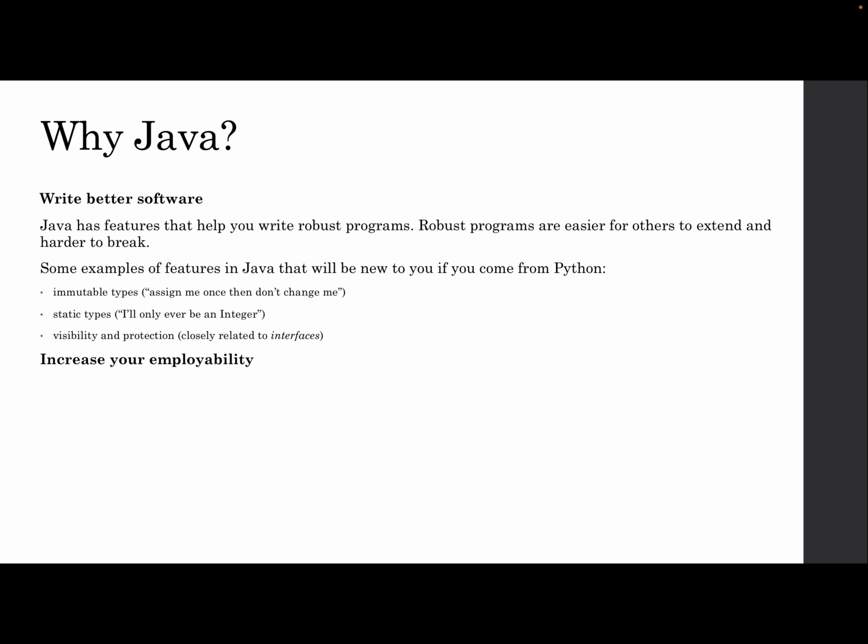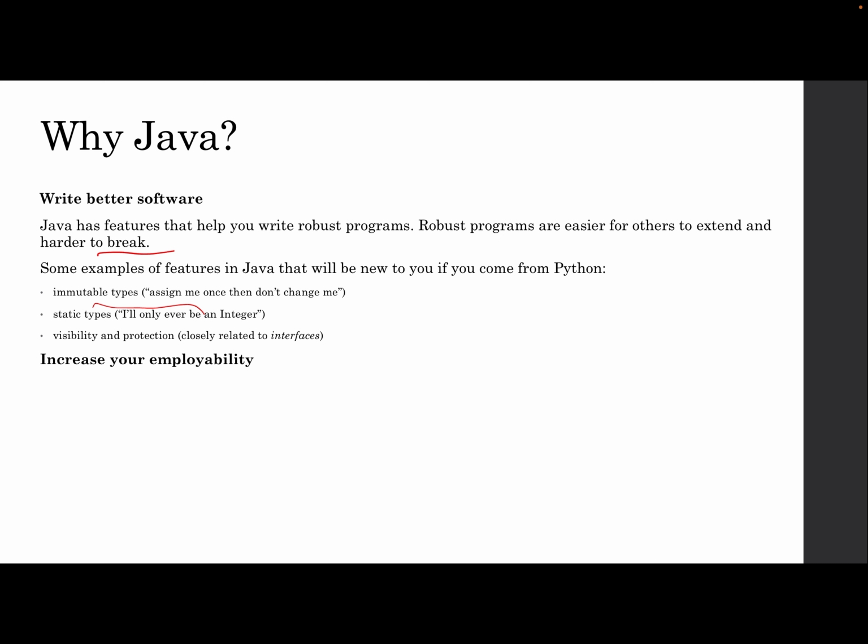Some more information about why Java. Another reason that we use Java is to encourage writing robust software. And what I mean by robust is this. I mean software that's easier to maintain, easier to extend, and harder to accidentally break. So Java includes a number of features that will help with this last goal in particular, where it's harder to break and easier to extend. So for example, Java supports what we call an immutable value. So an immutable value is this.